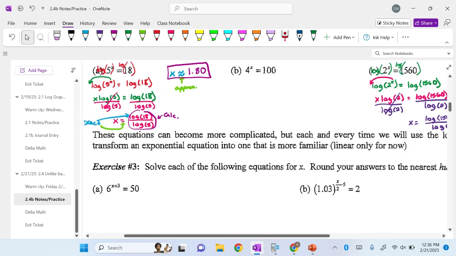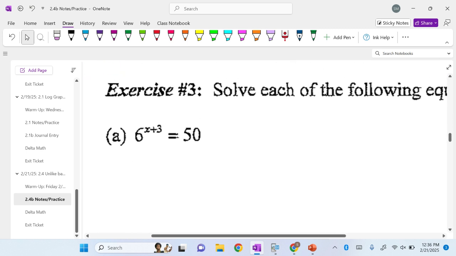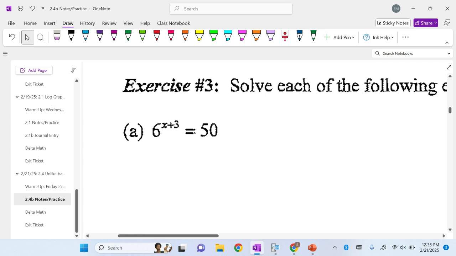Or there's another one, but these have... yes. The bases are still isolated, yes, but you've got to do a little bit more work afterwards. So let's look at letter A of exercise 3. So the base is already isolated. We already have one base. There's nothing else outside of it except what's in the exponent. But the exponent is a little bit different. Instead of just a straight up x, we have x plus 3.